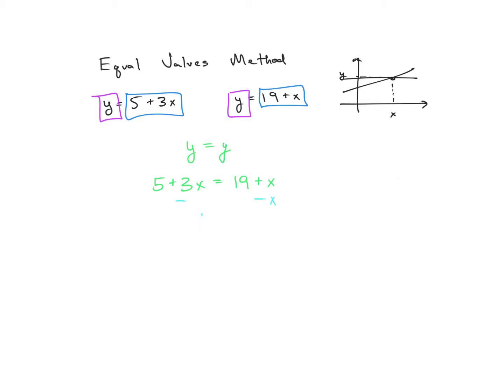x, subtracting x on both sides, and subtracting 5 from both sides, moving pieces, 2x is equal to 14, divide by 2, x is equal to 7. And so we have a value for x, 7, which would mean on this graph their intersection would be at 7, and then we can take the 7 and plug back into either function, 5 plus 3 times 7, 5 plus 21, 26, or 19 plus 7, 26, and get our value for y, which at our intersection of the graph would be there.